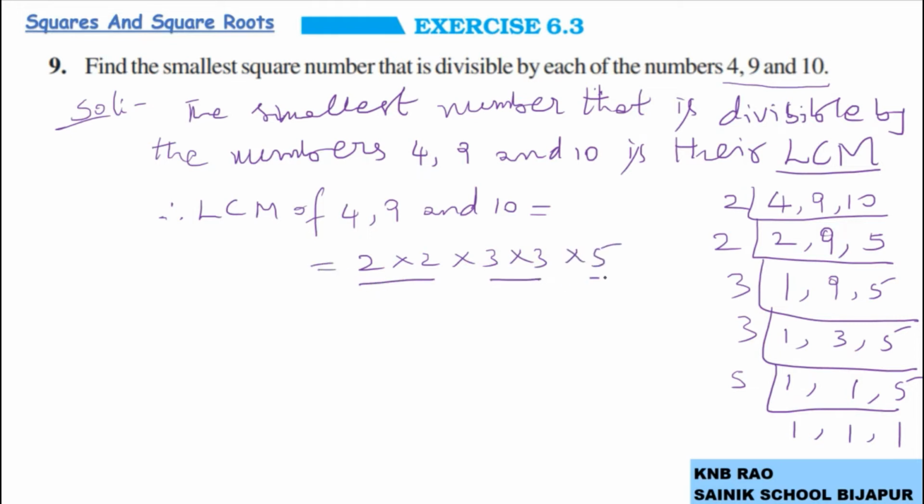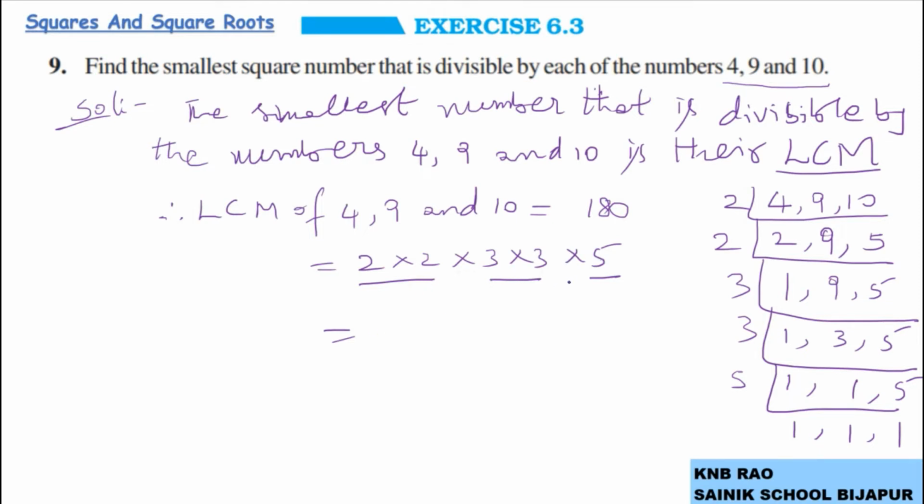So this is the number which is the LCM of 4, 9 and 10. You can find out: 3 3s are 9, 9 2s are 18, 18 10s are 180. So the LCM of 4, 9 and 10 is 180, which we have got as a non-perfect square. This is not a perfect square.